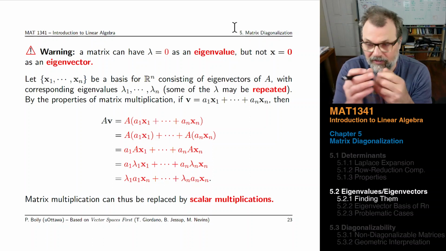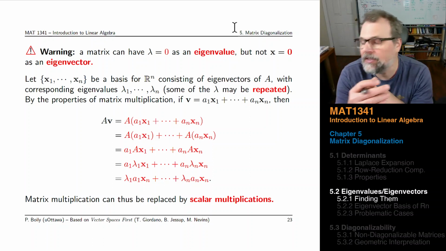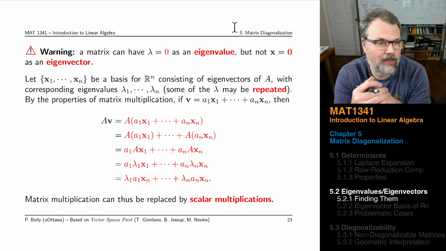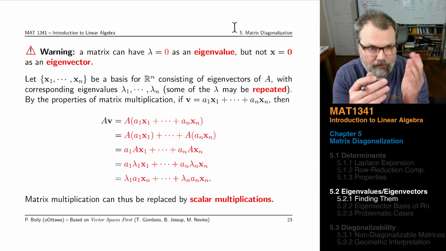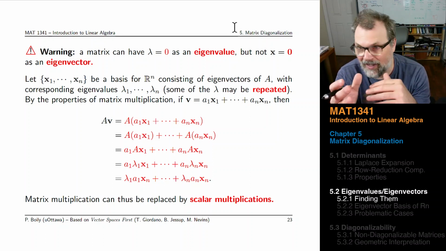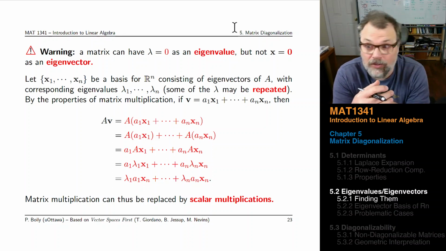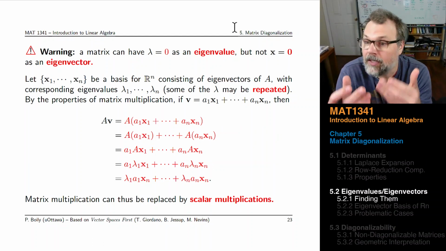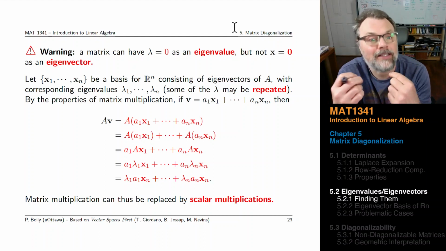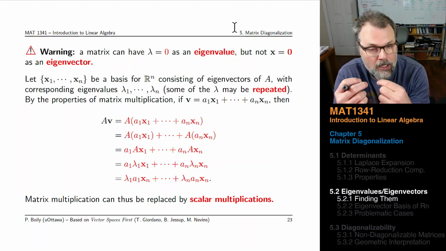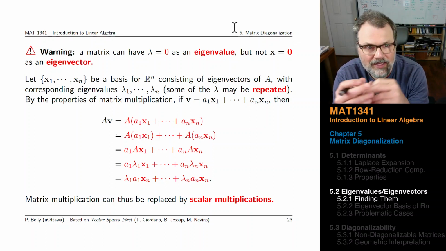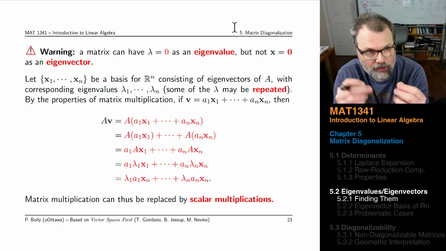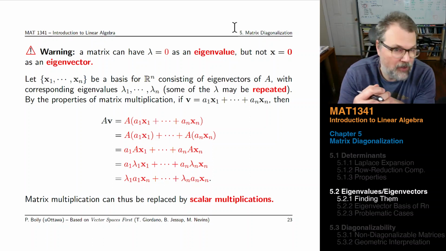Now, why is that useful? Why is it useful to have found the special lambdas and the accompanying eigenvectors? So you have a basis for Rn, x1, x2, all the way up to xn. Rn is n-dimensional space. A basis will contain n linearly independent vectors. But let's say they're not just vectors, but they're the eigenvectors of some matrix A, and that they all have a corresponding eigenvalue, lambda 1 to lambda n.